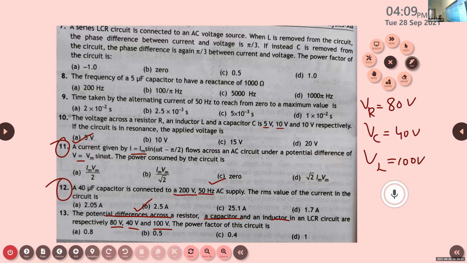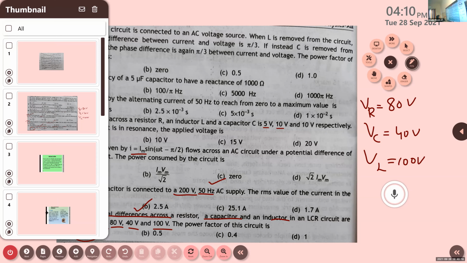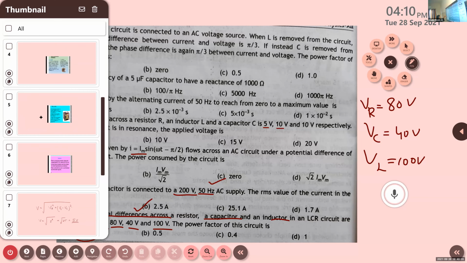Yes. Potential difference across a resistor, capacitor, inductor and LC circuit is respectively 80 volt, 40 volt and 100 volt. Power factor of the circuit is 0.8. So here we have one more equation for calculating power factor. Did I give this equation to you? At least yes or no?